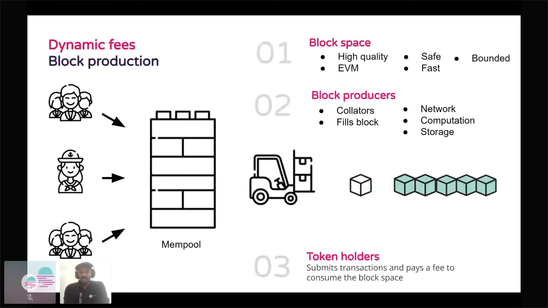Now, token holders are able to submit transactions. These transactions will stay in the mempool, which is a waiting queue, in order to be taken by those block producers and included into the block. And to do that, they have to pay a fee at market price. Here I'm talking about the primary market, which is the real cost of the transaction.